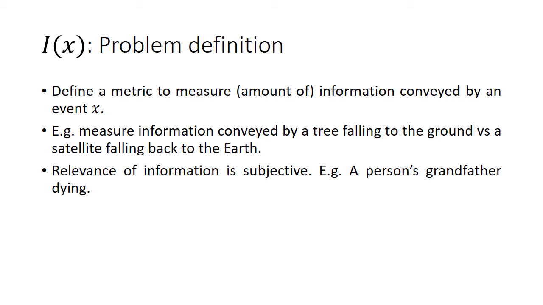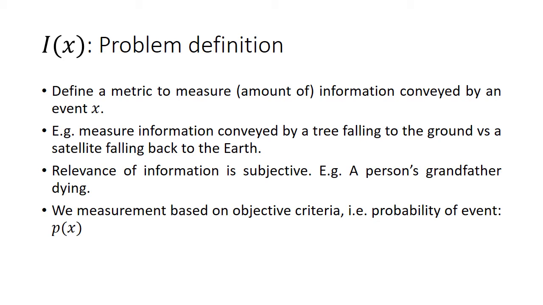So the point here that I'm trying to make is that the relevance of some amount of information is subjective. And being subjective, that cannot be an input to how we measure information. The measuring of information has to be more objective. It has to be based on an objective criterion. And that criterion is the probability of that event. What is the probability that a tree would fall to the ground? What is the probability that a satellite will fall back to the earth? Those are the instruments that we would use to define the information that is conveyed by these events. Probability is the instrument that we will use. We will not use relevance. Relevance, as we've discussed, is completely subjective.